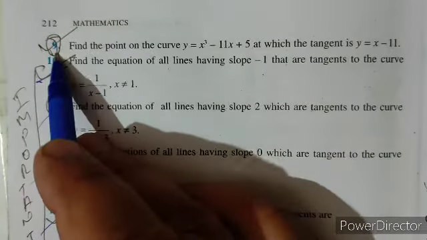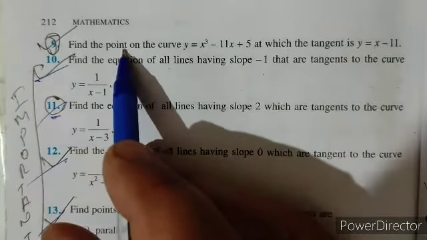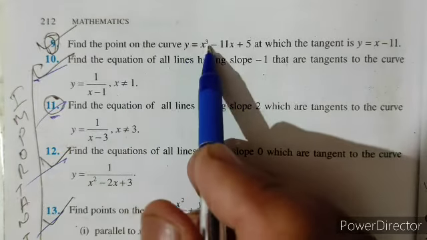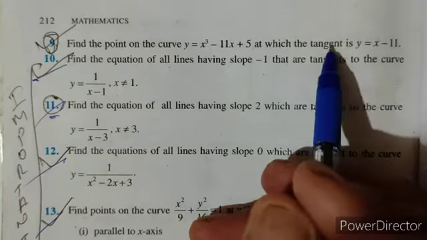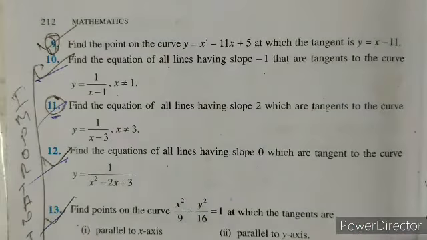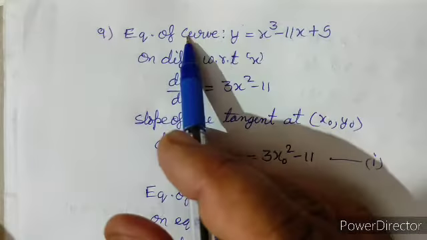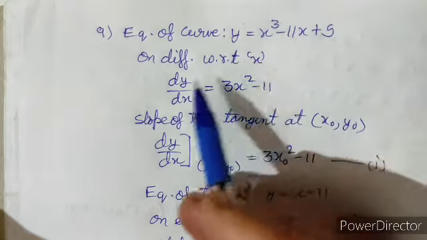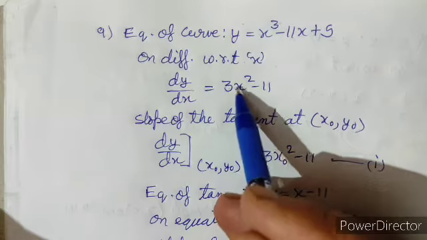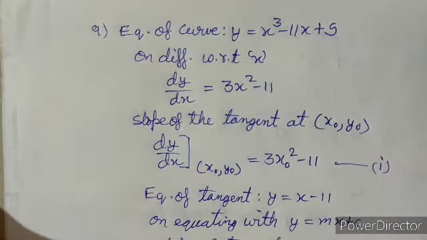In question 9, find the point on the curve y = x³ - 11x + 5 at which the tangent is y = x - 11. Now again, the equation of the curve is given to us. On differentiating with respect to x, dy/dx will be equal to 3x² - 11.